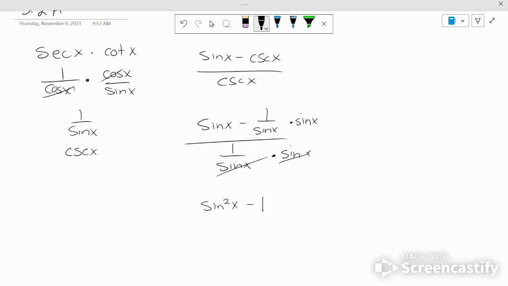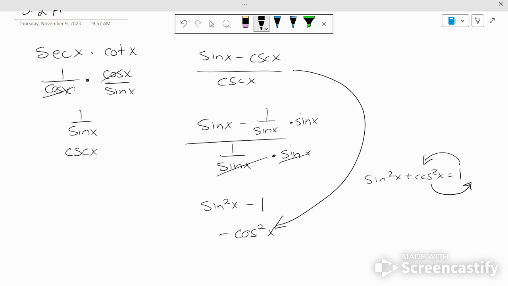Okay? Now remember, sine squared of x plus cosine squared of x equals 1. So if I move the 1 to this side and I move the cosine of x to this side, what does it become in the end? Negative cosine squared of x. So this fraction here becomes negative cosine squared of x. Okay? Like I said, it's kind of a review section, this first one.